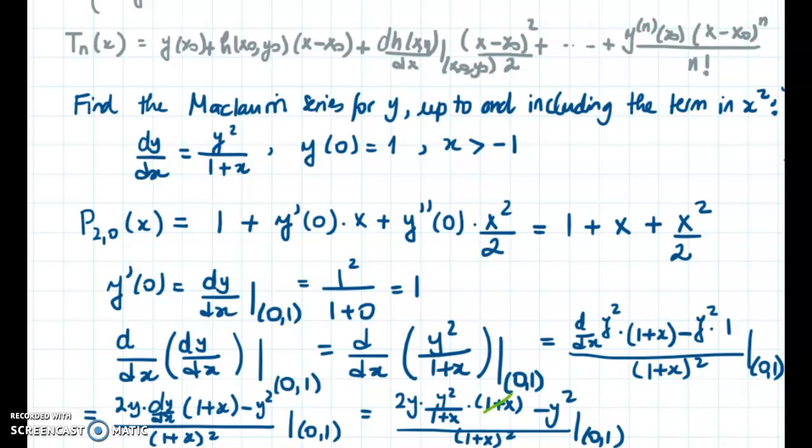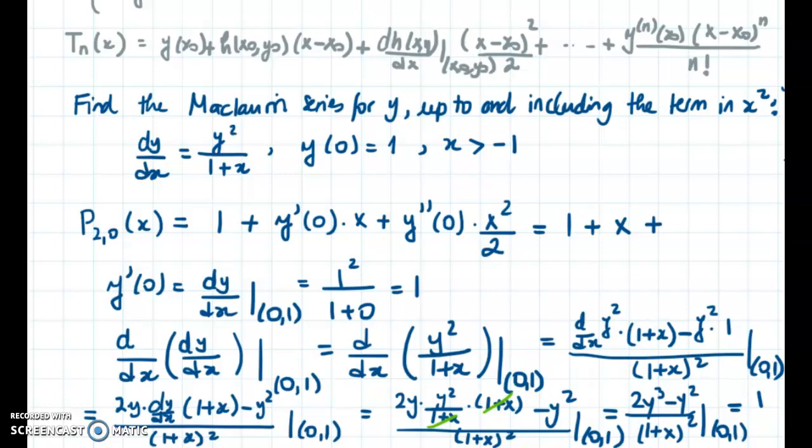So over here we have a factor of 1 plus x that cancels. And if we want to write what the derivative actually is, we have (2y cubed minus y squared) over (1 plus x) squared, evaluated at (0, 1). And that is going to give us, on the numerator, 2 times 1 minus 1, so just 1. And then divided by (1 plus 0) squared, so just 1. So the result of the second derivative evaluated at (0, 1) is just 1.